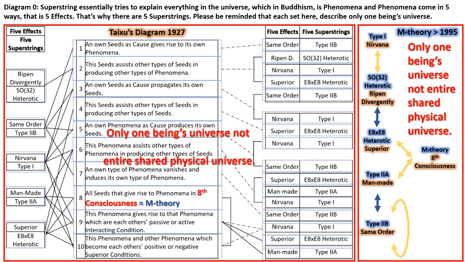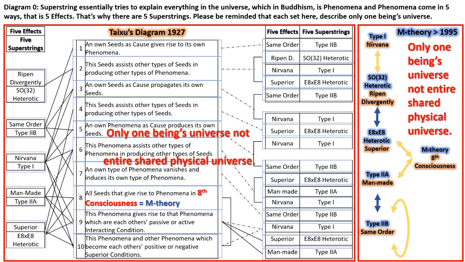On the left is Taisu's diagram drawn in 1927. For ease of comparison, each of the 5 effects in Buddhism is tagged with the corresponding superstrings. Note that item 8 is about the eighth consciousness in Yogacara Buddhism, which is M theory in string theory. It means when conditions are right, the seeds arise from the eighth consciousness.